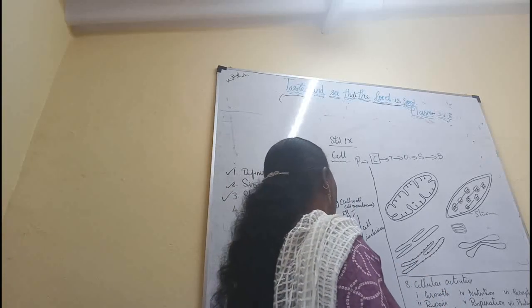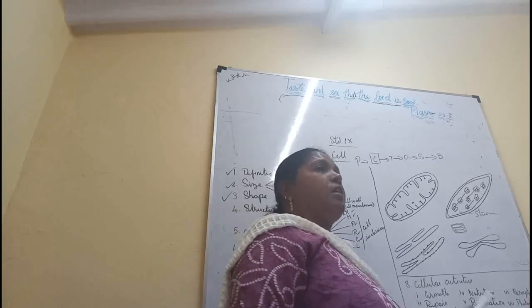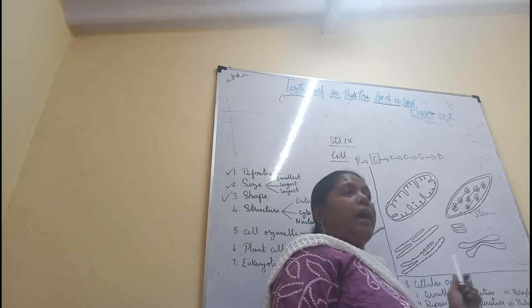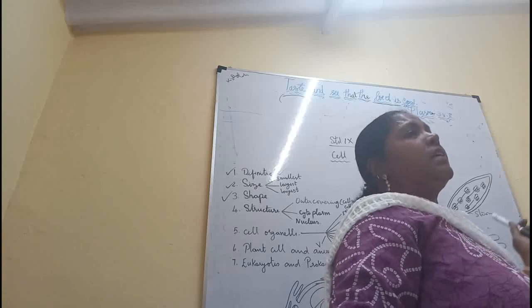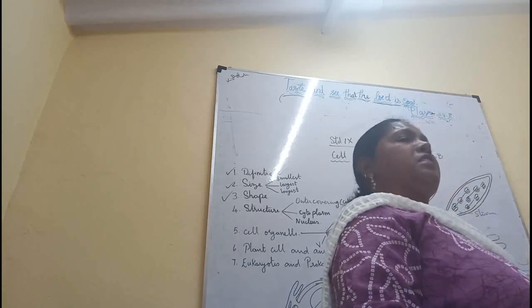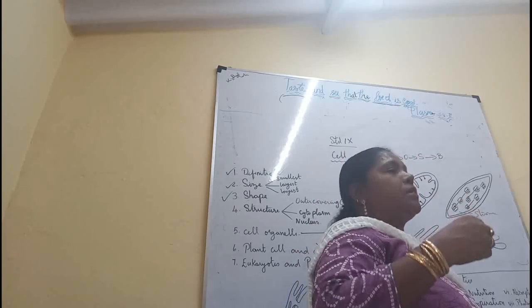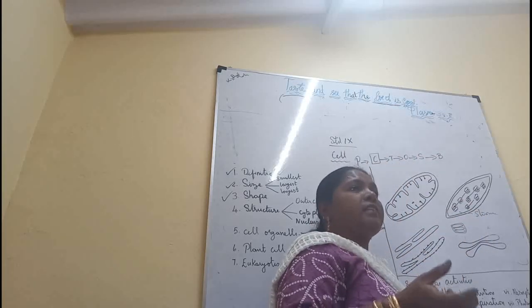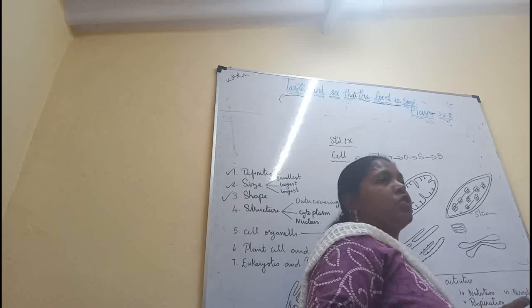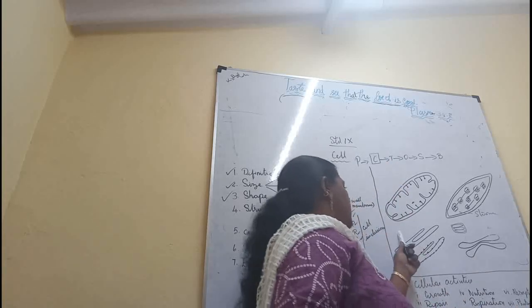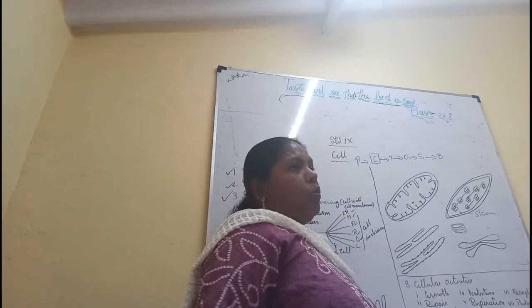Then comes the centrosomes. Centrosomes are present only in animal cell and they are responsible for cell division. They initiate cell division and form the centrioles and spindle fibers. We are going to study cell division in 9th and 10th standard. Then next comes the vacuole.